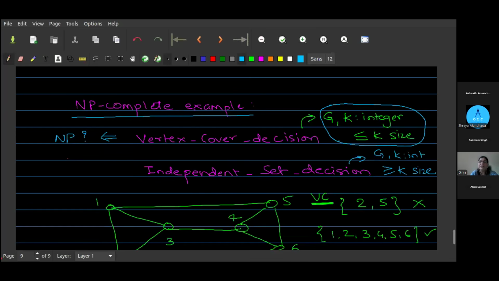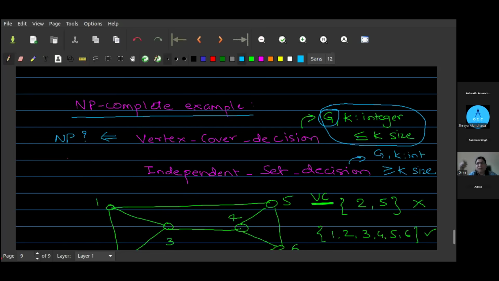Now you cannot say here that I will solve it and then verify, because as of now there is no polynomial time algorithm for the vertex cover decision question for general graphs. There are different types of graphs, some of which are solved, but for the general graph there is no polynomial time algorithm. Our input is the graph and we have k. So we are given a G.